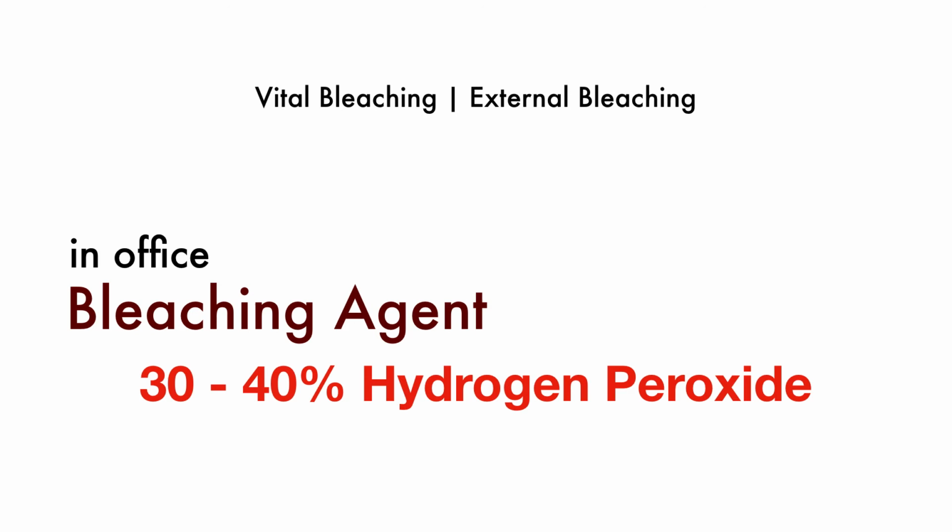So we have vital bleaching or external bleaching. We have in-office bleaching. The bleaching agent most commonly used is 30 to 40% hydrogen peroxide, carried in various proprietary vehicles. Every manufacturer has its own. So you must know how much concentration of hydrogen peroxide you are using for a particular treatment. So what is the chairside technique for that?